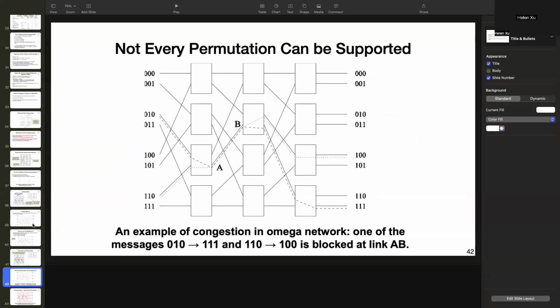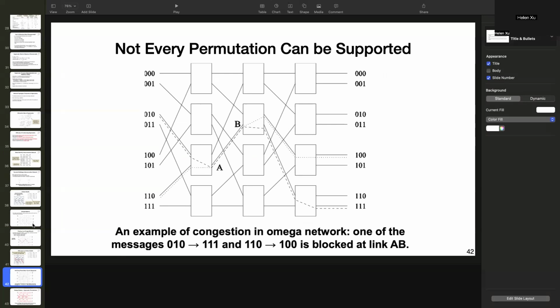So let's just look at 2 messages. If you're trying to route 010 to 111, and here we're trying to route 110 to 100. These are the routing paths through this. And we get these two both want to go out this way. We started here and here. Both of them come to this box and both of them want to go out on the bottom wire. They come out here on different wires, but there will be some connection to come out this way.